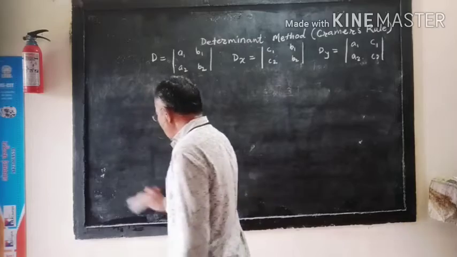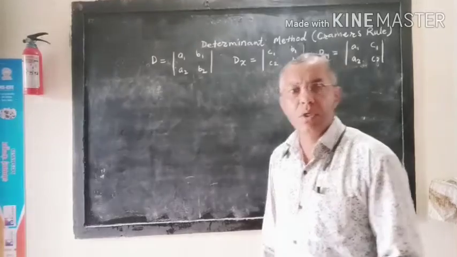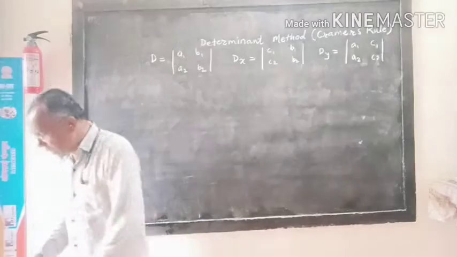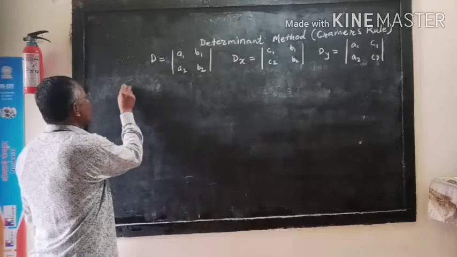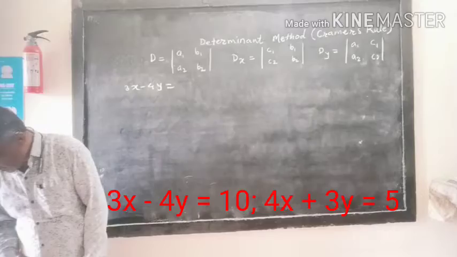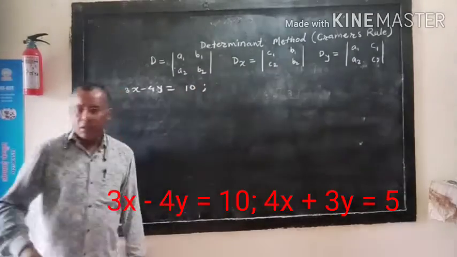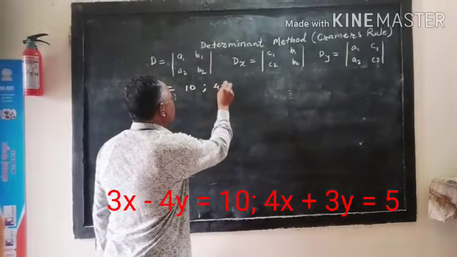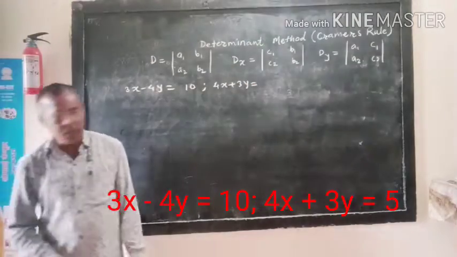While studying or while watching this video, you have to take a notebook, a book, and then you have to first write the example. The first example is 3x minus 4y is equal to 10, comma. The second equation is 4x plus 3y is equal to 5.